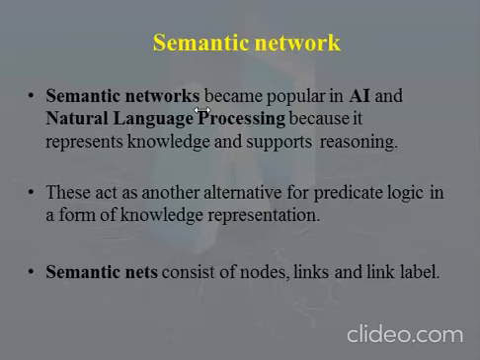A semantic net consists of nodes and links, and these links are labeled. We will be forming a graph or tree with nodes and directed links or edges, and these edges are given some label based on the relation between those nodes. So this forms a semantic network.